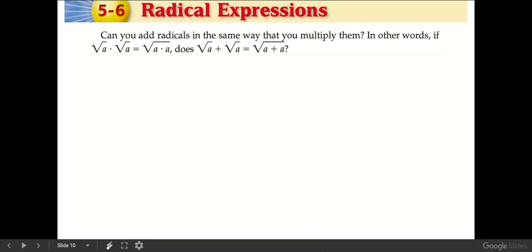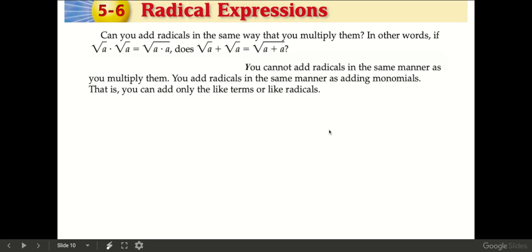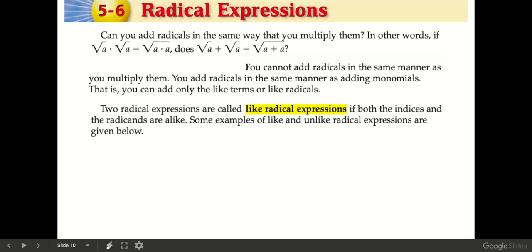So now the question is, can you add radicals in the same way we would multiply them? In other words, if radical a times radical a equals radical a times a, does radical a plus radical a equal radical a plus a? Well, the simple answer is you cannot add radicals in the same manner as you multiply them. You add radicals in the same manner as adding monomials or like terms. So you can add only like terms, or like radicals, the same way that we would add things that have variables together.